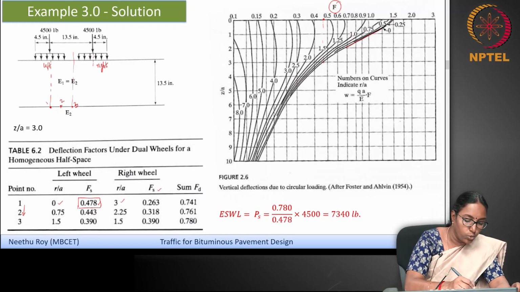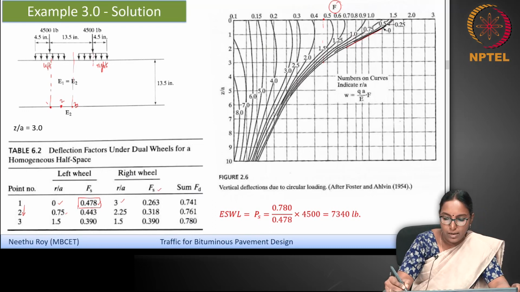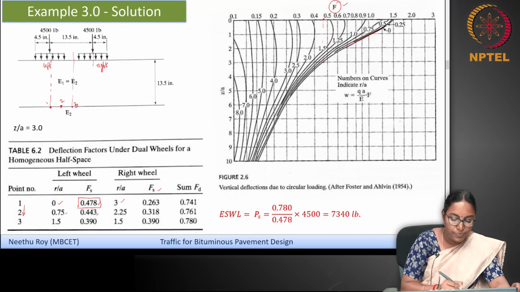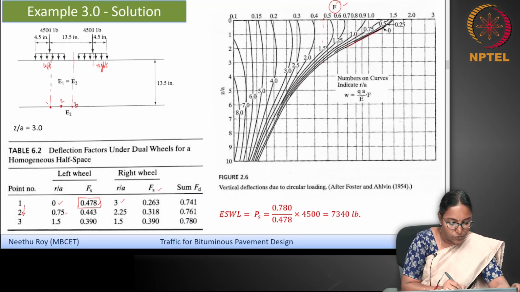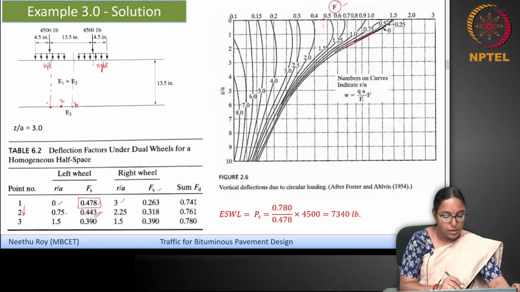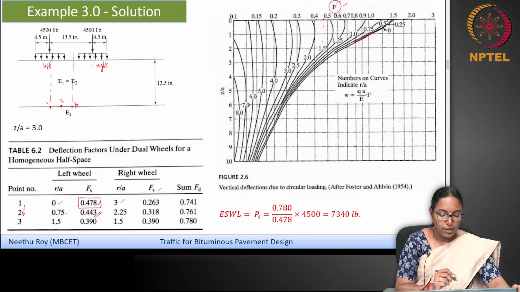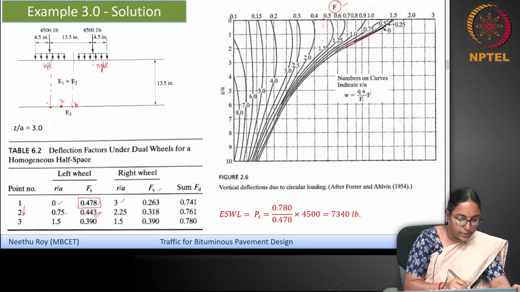Similarly, consider point 2. For the left wheel, the R by A is 0.75. You read the F value from the chart, which is 0.443. Again, you may get it as 0.44 only when you read from the charts, but since this is noted in Huang from the computer analysis, I have taken the same values here. So, this is 0.443, computed using Kenlayer or so.